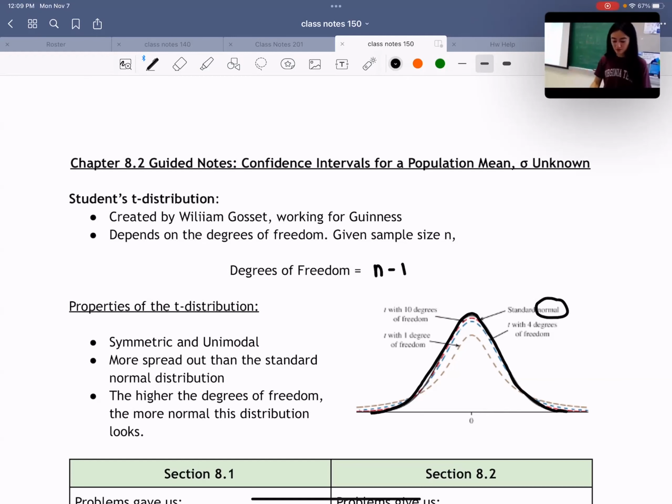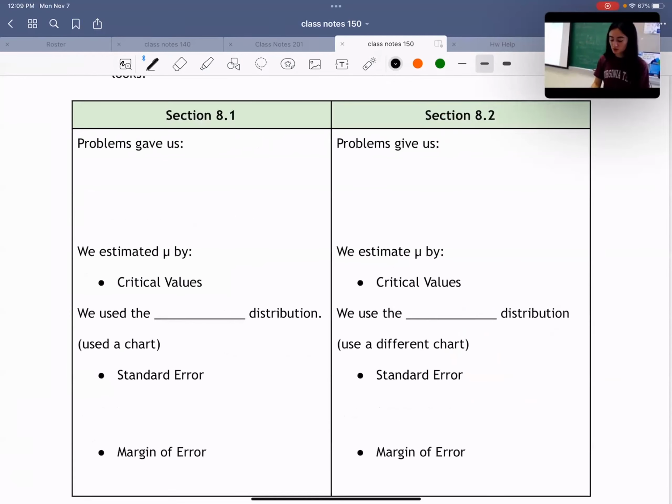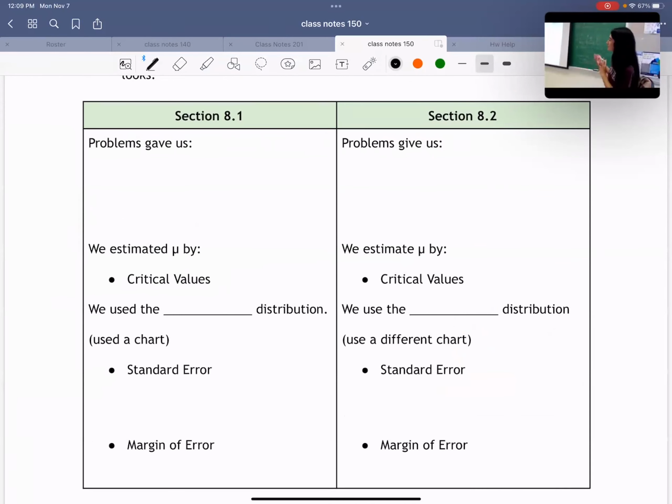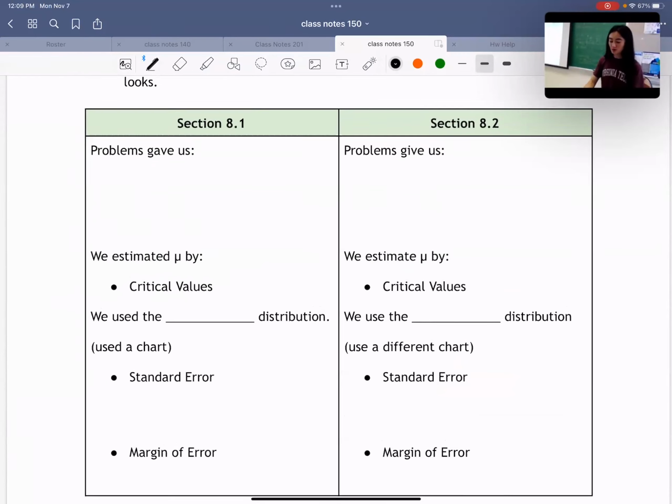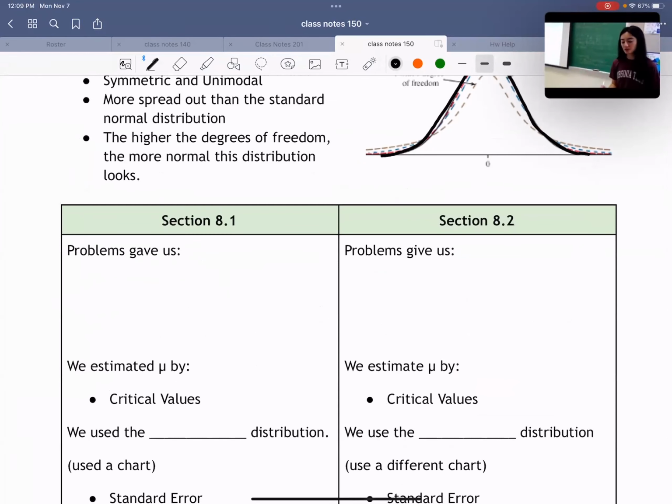So next, we're going to compare what we did in the last section to what we're going to do in this section. You're probably looking at the top of this chart and wondering, what is section 8.1 and 8.2? These are the sections that I use in my Math 155 class, and I forgot to change it for this class. So we're just going to change it real quick. The left side is the last section, and the right side of the graph is this section.